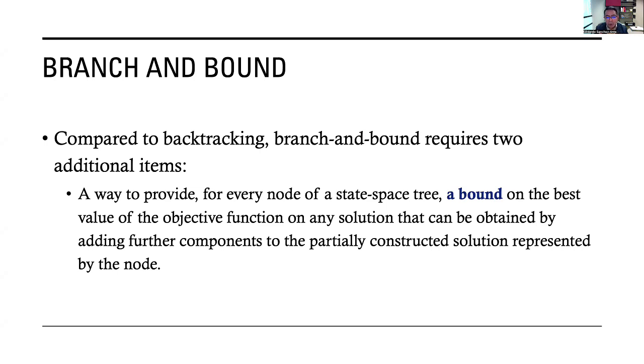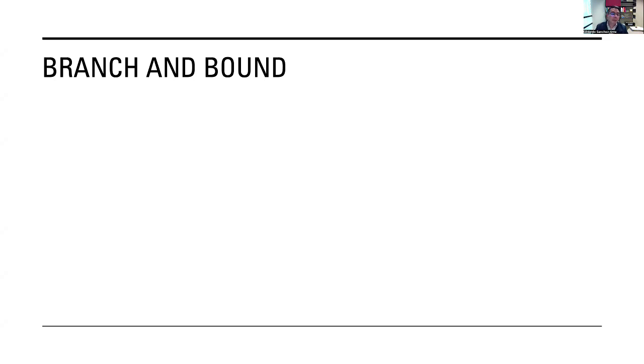So we need to compute this bound, all right? And the second item that we need in the branch and bound strategy is we need to remember the value of the best solution that we have found so far. So these are going to be the two elements that we are going to need to compute somehow. And we will see how we can do that.